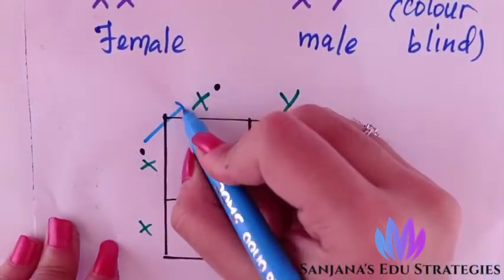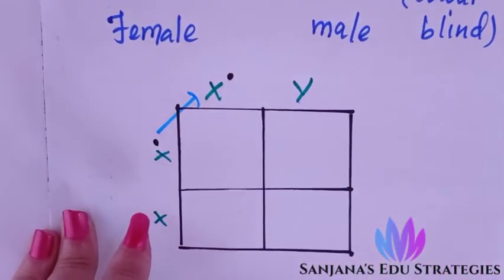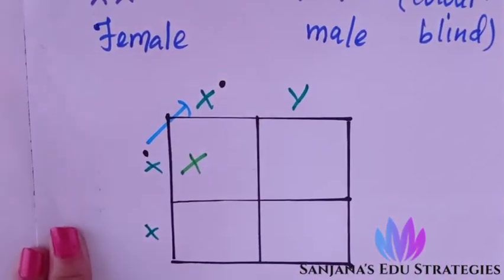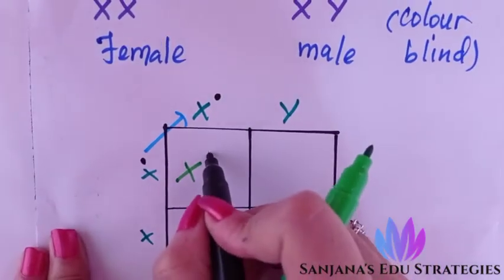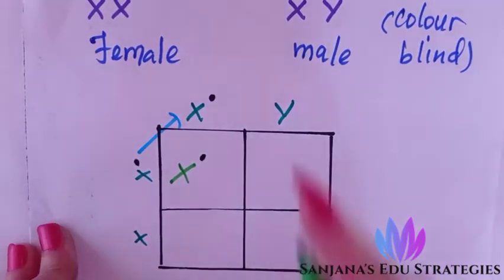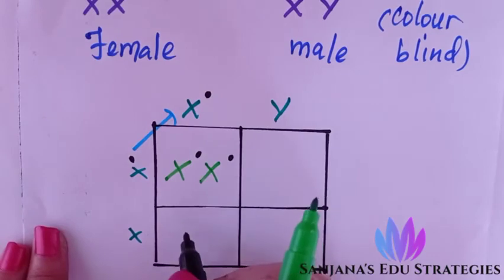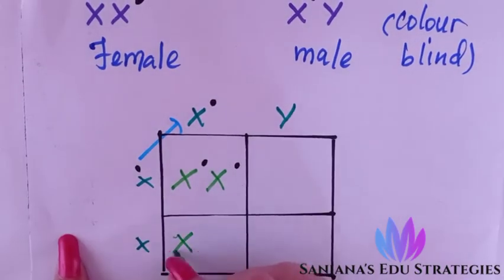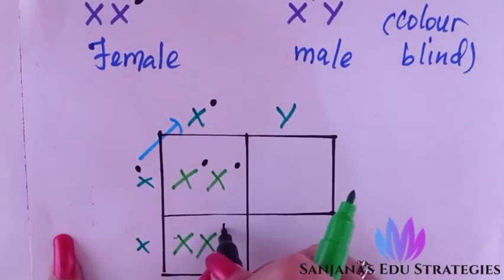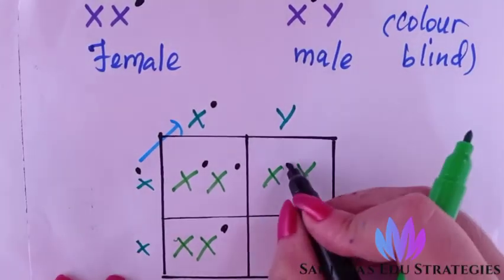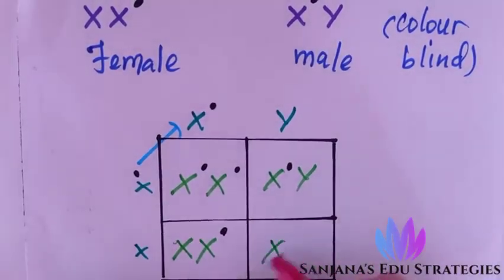I will cross in this direction. It will be crossing. Now, X carrier, again X carrier, again X carrier, X carrier, Y, X carrier, Y, X, Y.